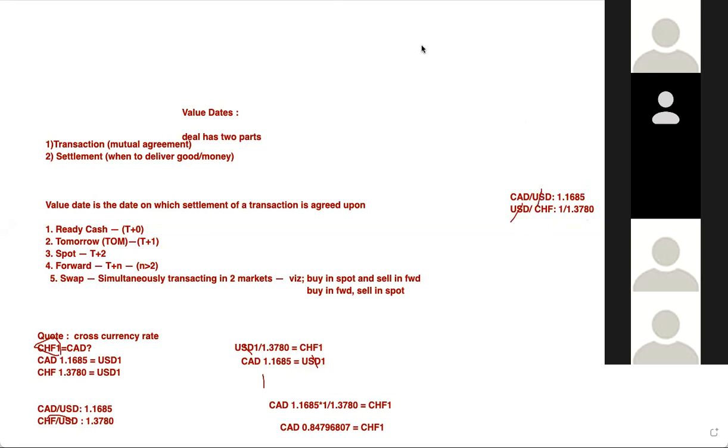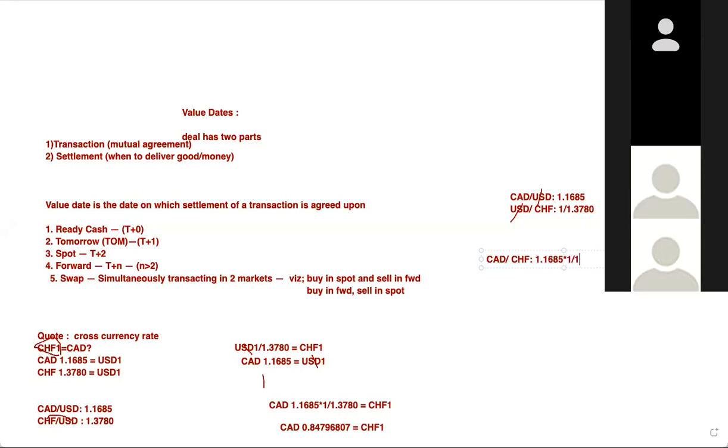Now I will say CAD per CHF will be 1.1685 into 1 by 1.3780. If I multiply, I'll get the same answer. Same thing. Following? Yes, ma'am.